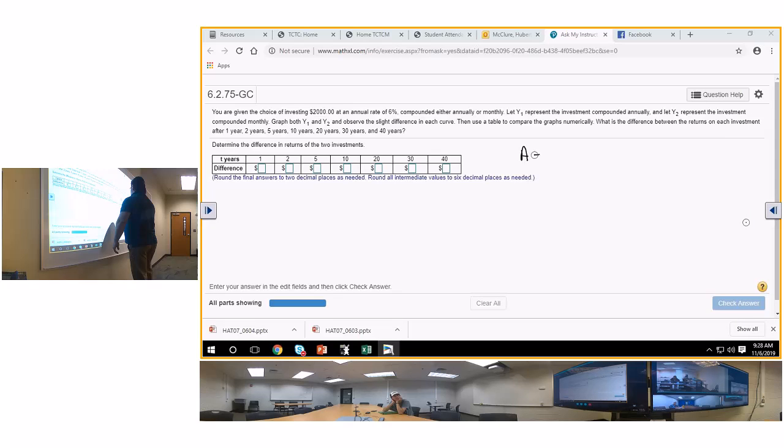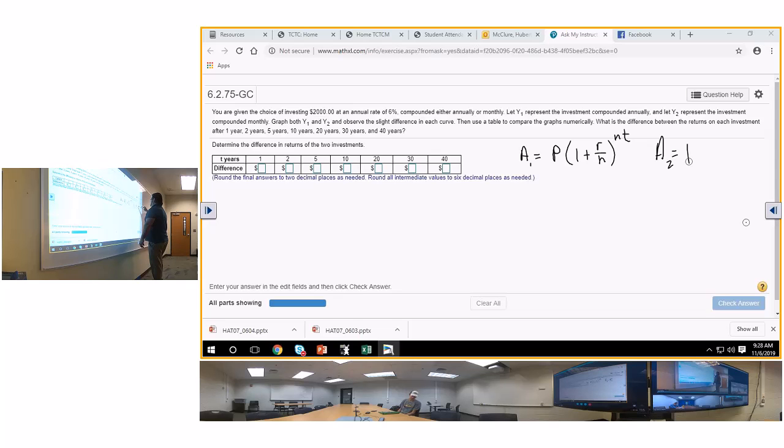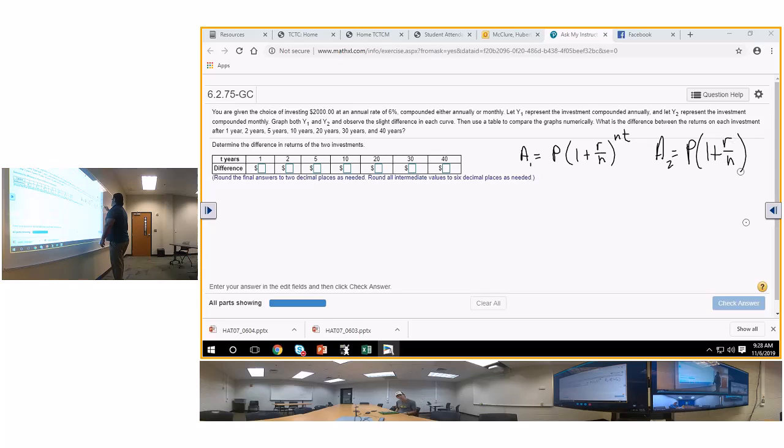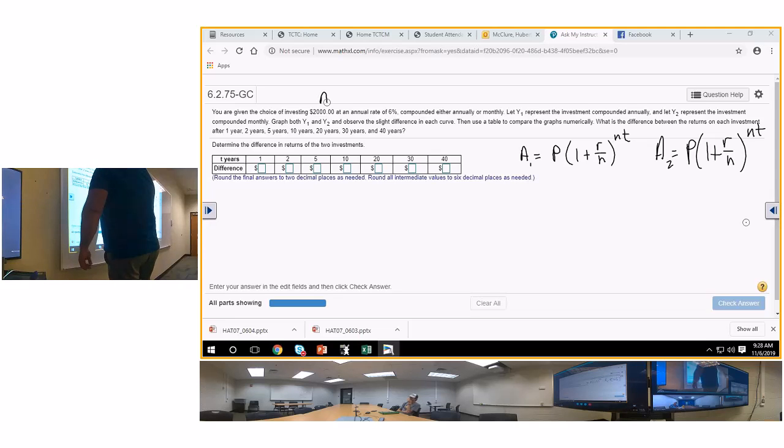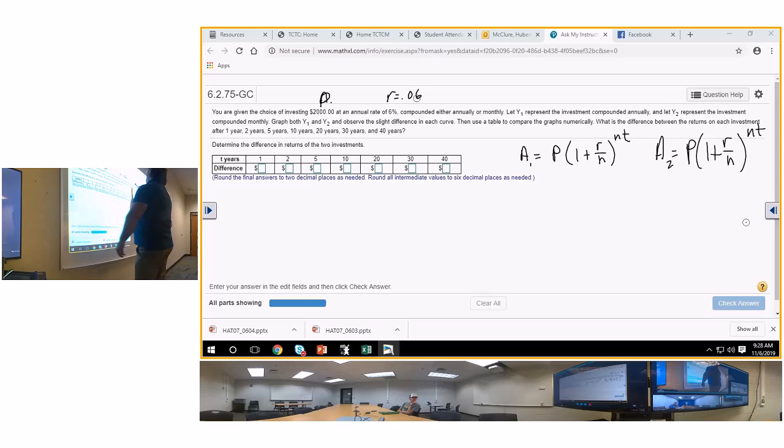A is equal to P times 1 plus R over N raised to the NT power. And I'm going to go over here and this is A sub 1, this is A sub 2. P times 1 plus R over N raised to the NT power. Now this says P is equal to 2,000 and R is equal to 0.06. N is equal to 1 and N is equal to what? 12. Now plug and chug.